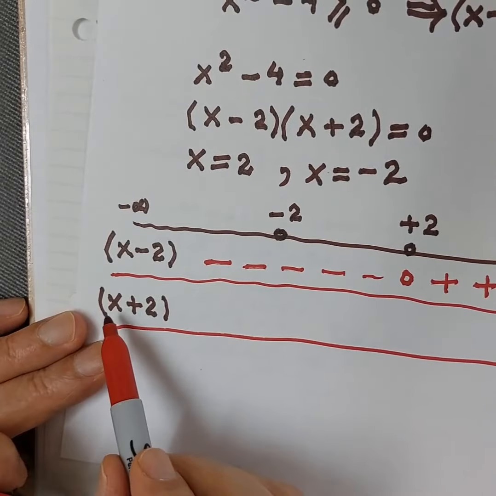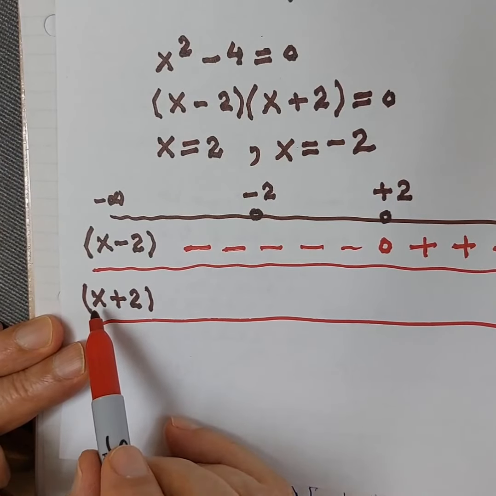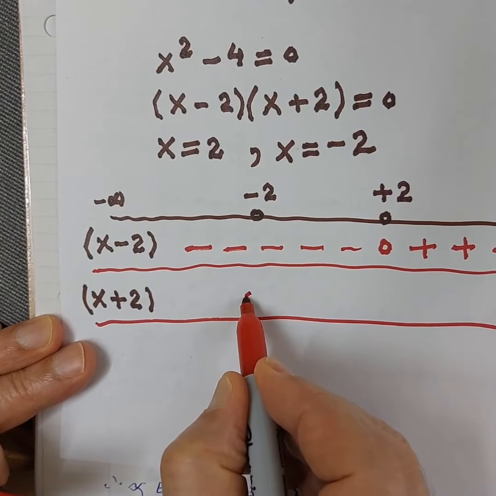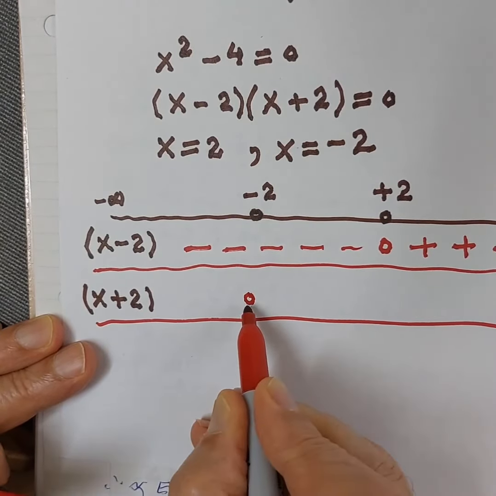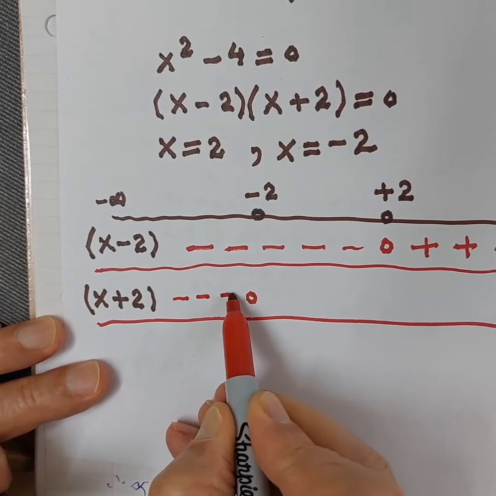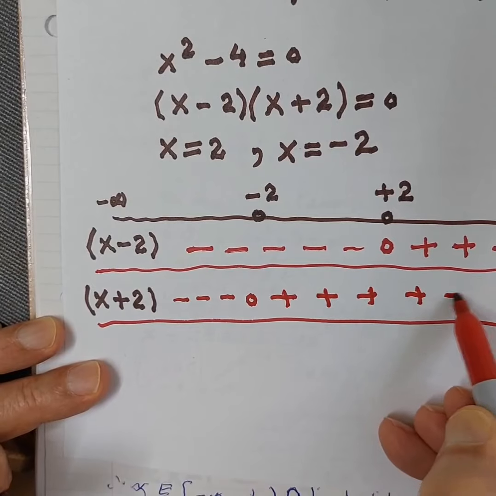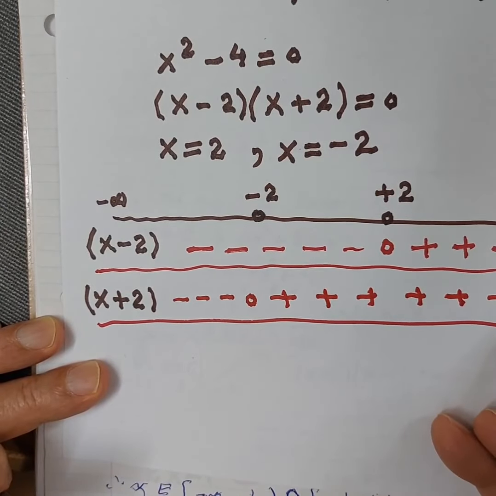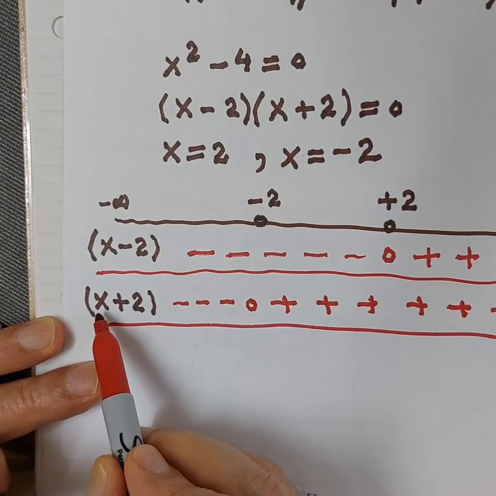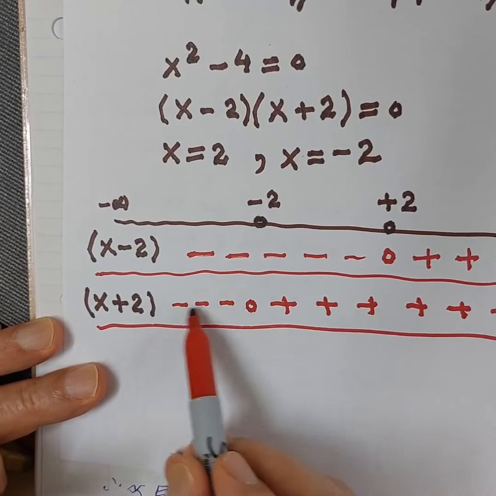And the same thing we will do for the next factor. This factor is equal to 0 at the point negative 2. Here, under negative 2, in front of this we put 0. Before this it will be also negative, and after this it will be positive. Also, to make sure this is correct, we just get any number in this interval, like negative 3. Make substitution here, negative 3 plus 2, that means negative 1. That's why we put negative here.